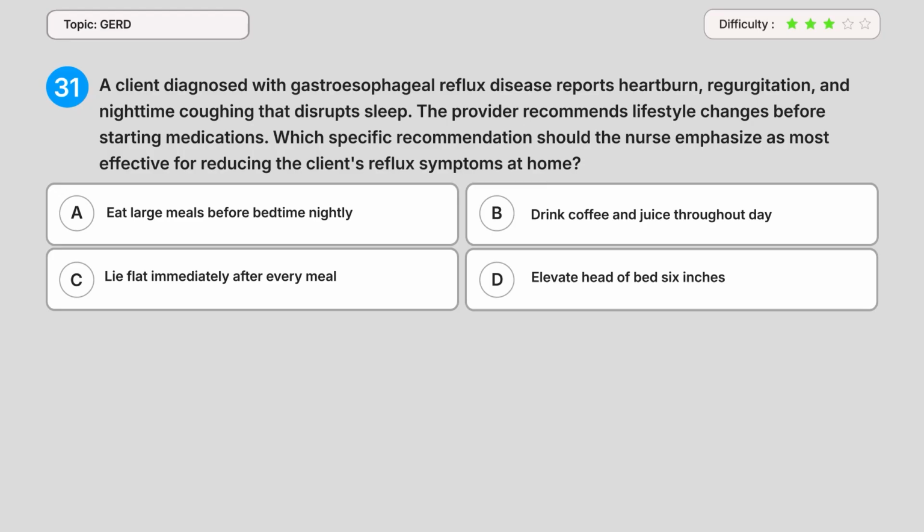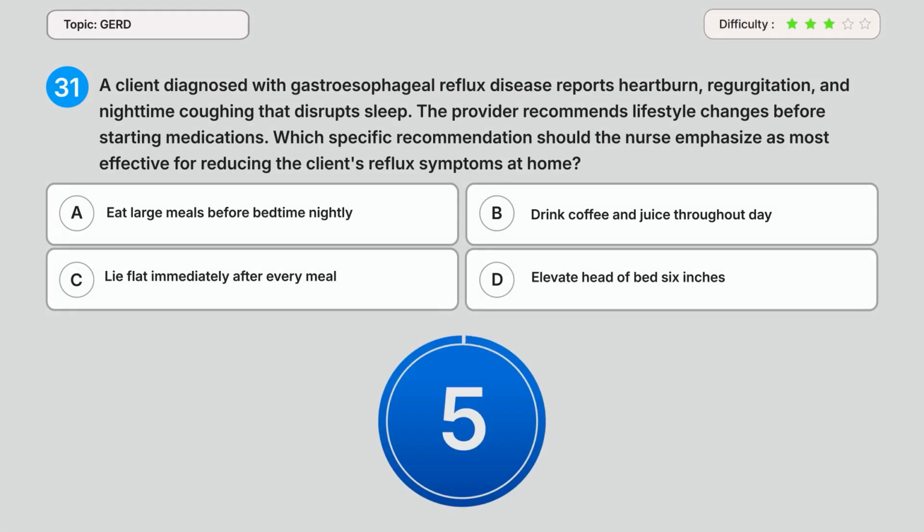A. Eat large meals before bedtime nightly. B. Drink coffee and juice throughout day. C. Lie flat immediately after every meal. D. Elevate head of bed 6 inches. Can you guess the answer?